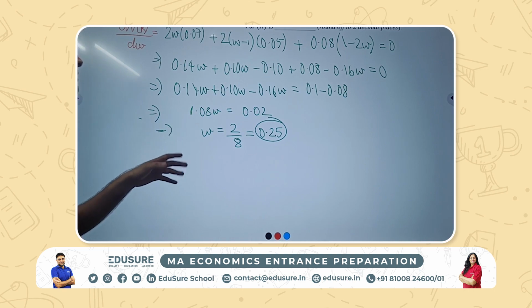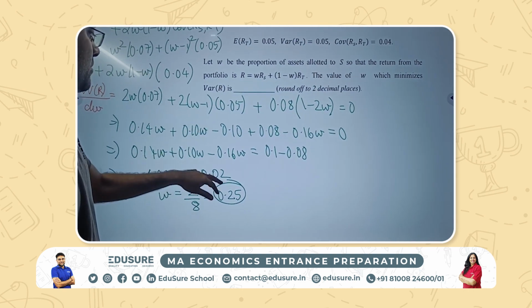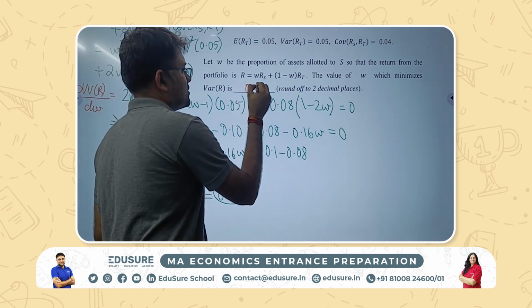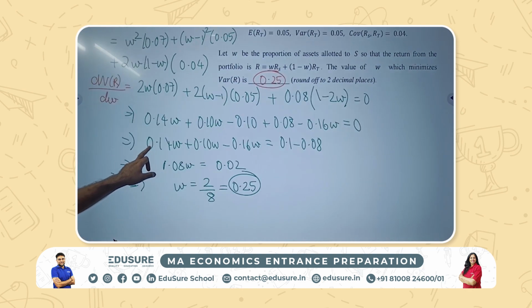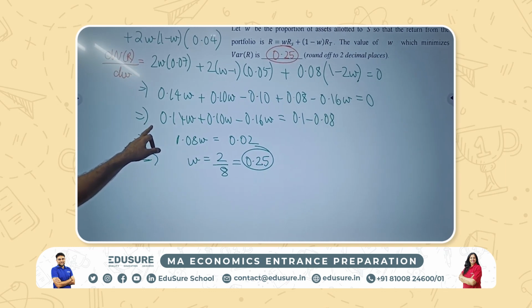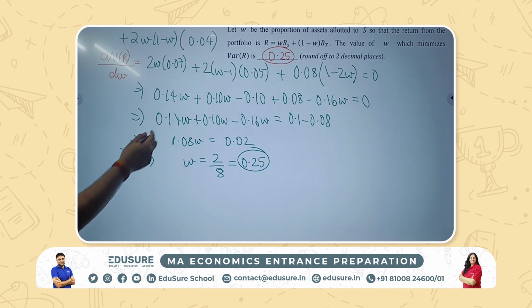So the value of w that will minimize the variance of R will be 0.25. You can also verify that the second order condition will be positive. Look at this, I have 0.08W ultimately.